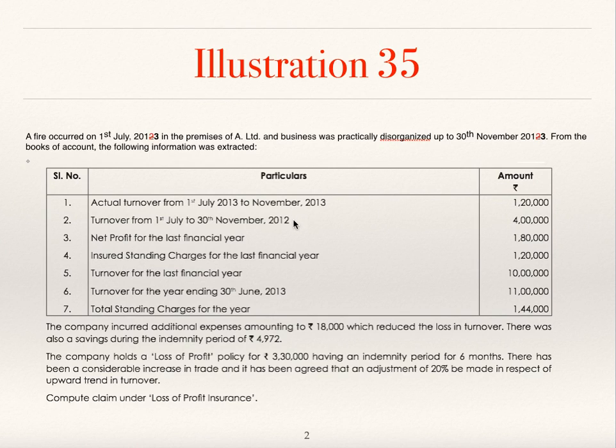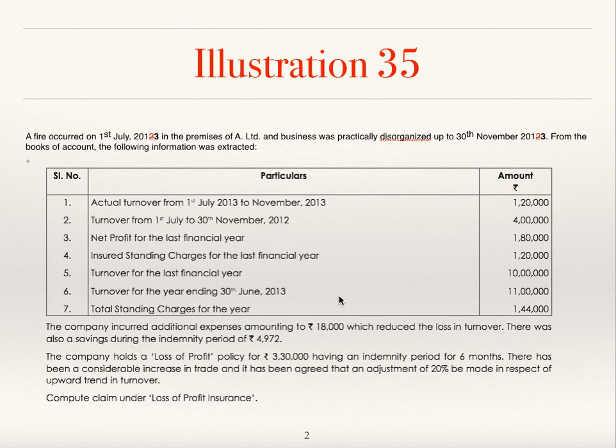Now what is standard turnover? Standard turnover is previous year's turnover for current year's dislocation period. The standard turnover is 4 lakhs. Net profit for the last financial year is 1,80,000. Insured standing charges for the last financial year is 1,20,000. Turnover for the last financial year is 10 lakhs.